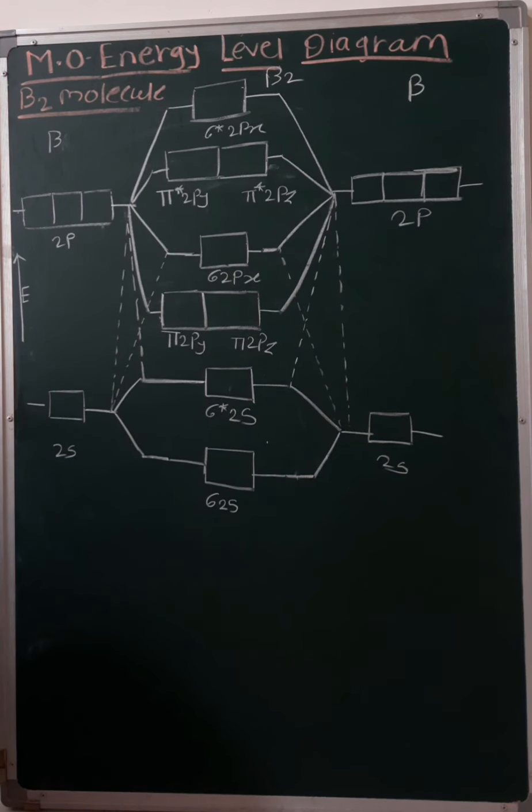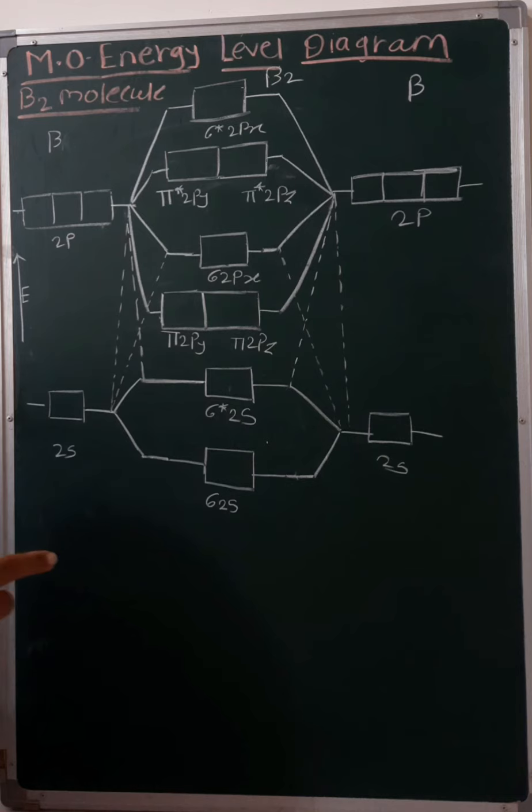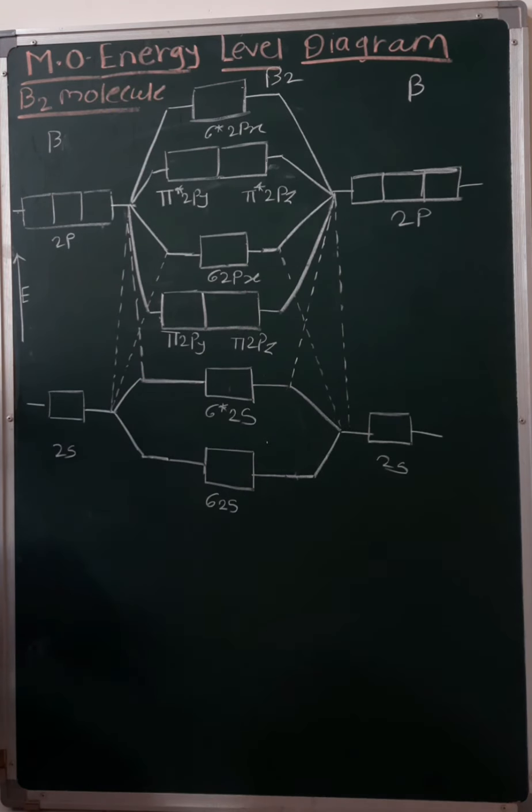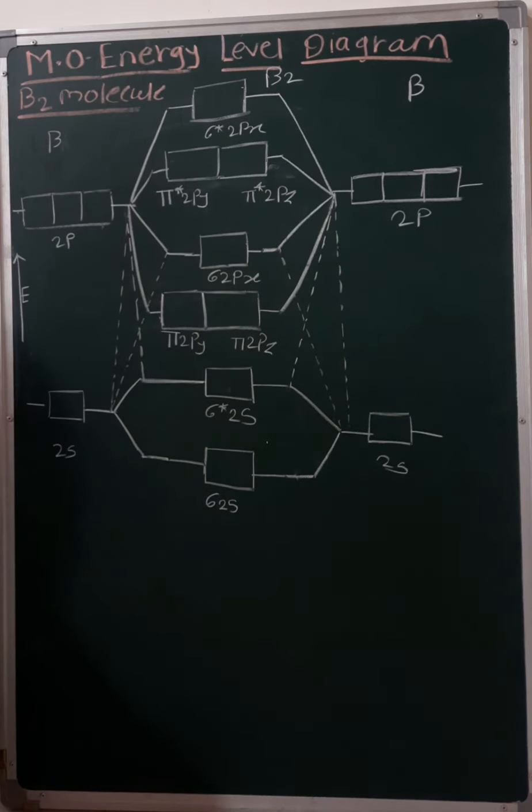Hello friends, in the previous lecture we discussed the molecular orbital energy level diagram for the beryllium molecule. Today's lecture we will discuss the molecular orbital energy level diagram for the boron molecule. The boron molecule is formed by combination of two boron atoms.